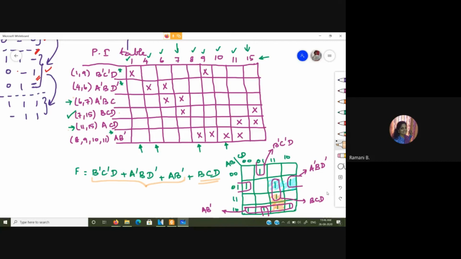The main step to identify the prime implicant is checking for a single cross in the columns.